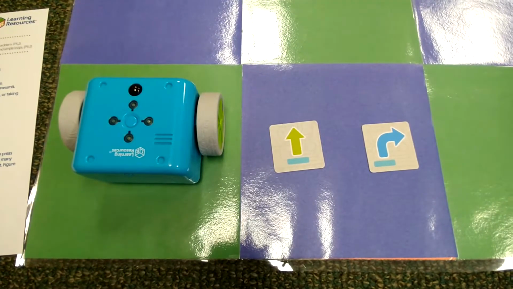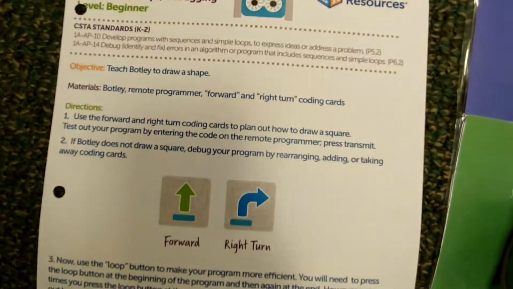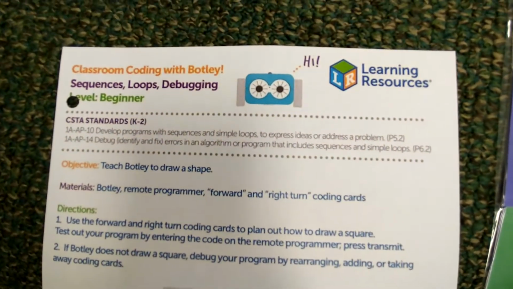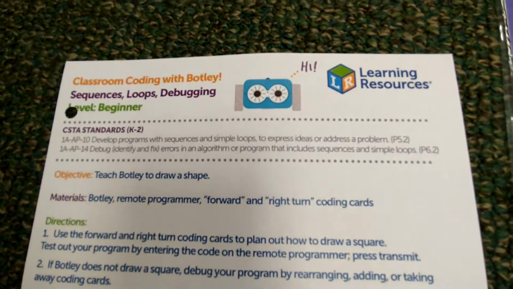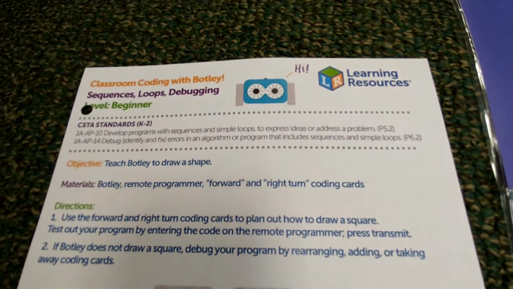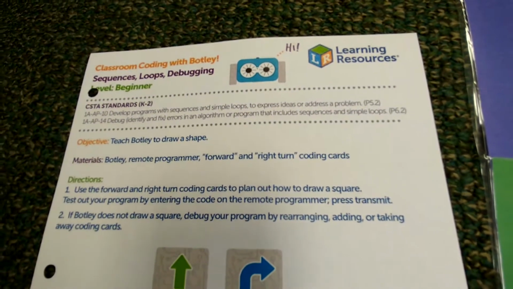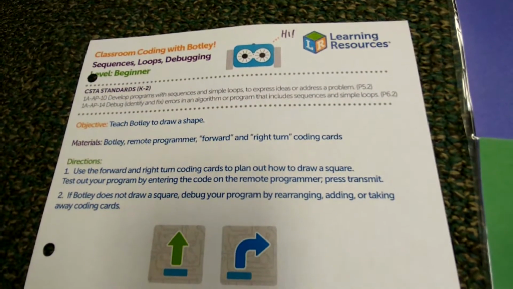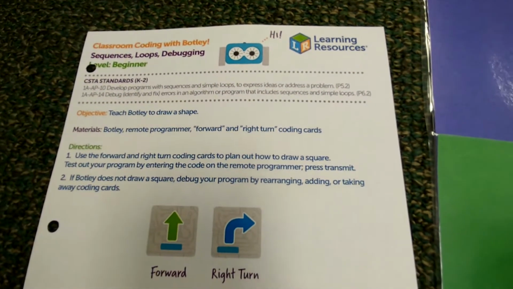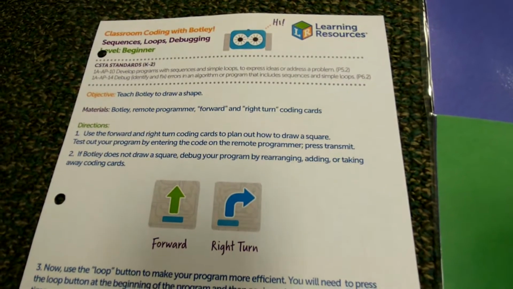Okay, this is our second video for sequences, loops, and debugging, as found on Learning Resources. What we did in our previous video is we used the coding cards to go in a square. We noticed that we use several cards to do a square. What we're trying to do is use a looping function so we don't have to use so many steps.